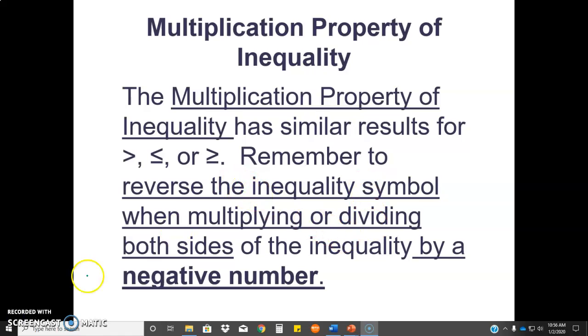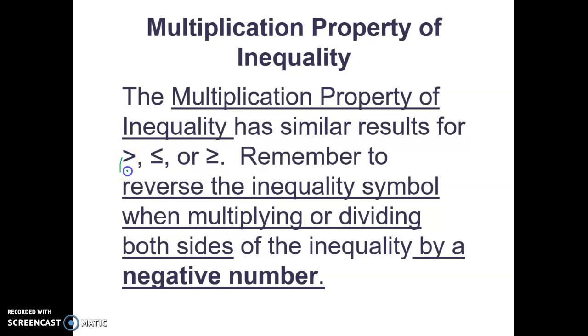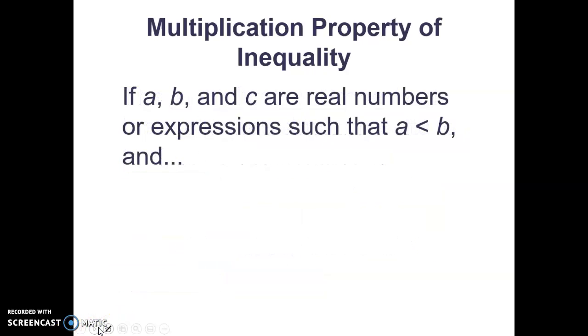The multiplication property of inequality has similar results for these three signs: greater than, less than or equal to, or greater than or equal to. But remember that you need to reverse the inequality symbol when multiplying or dividing by a negative number. Remember when we first learned about negatives back in chapter 2, I believe we said negative just means the opposite. So when we're multiplying or dividing by negatives, it's going to change our sign to the opposite. We've got to flip that sign.